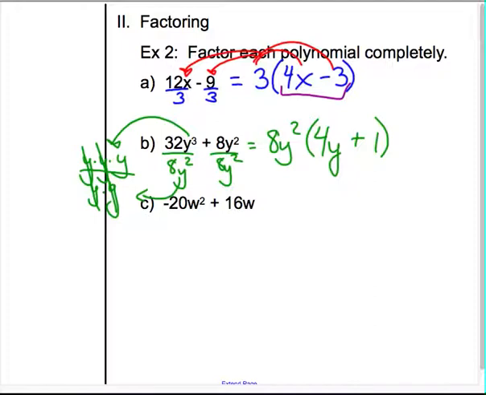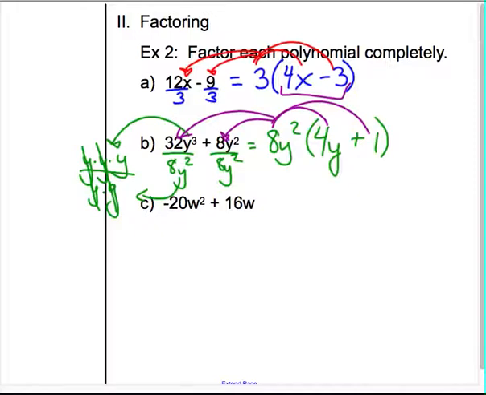So if you were to check this, 8y squared times 4y, 8 times 4 gives me 32. Adding the exponents, we get y cubed. And 8y squared times 1 gives me 8y squared. So we have to have that 1 there as a placeholder.